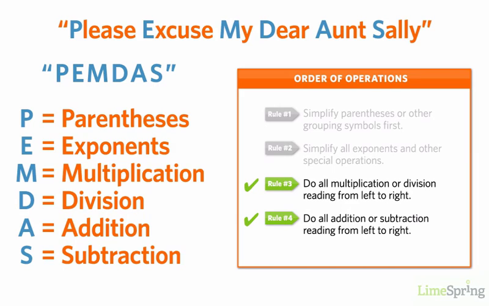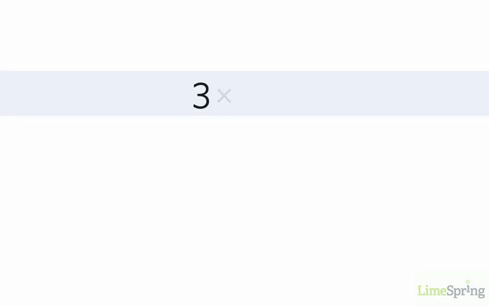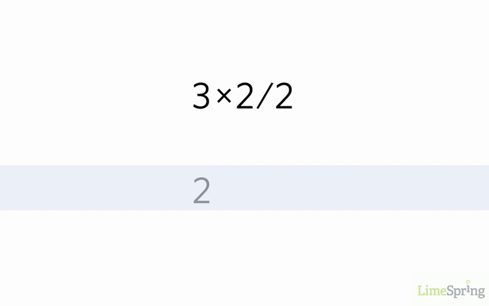For example, if multiplication comes before division, such as in the problem 3 times 2 divided by 2, we simplify the multiplication first. If division comes first, such as in the problem 2 divided by 2 times 3, we simplify the division first. Okay, back to work. Let's do one more problem and then we'll call it a day.